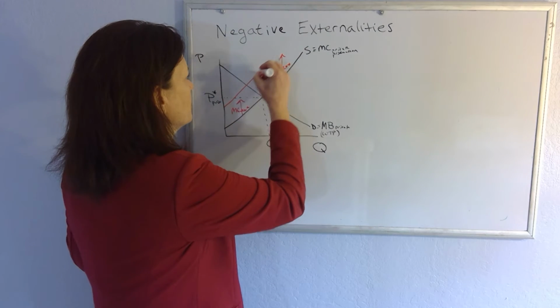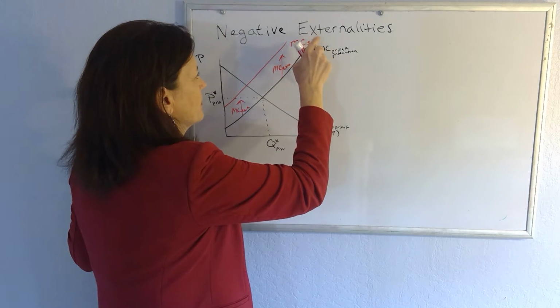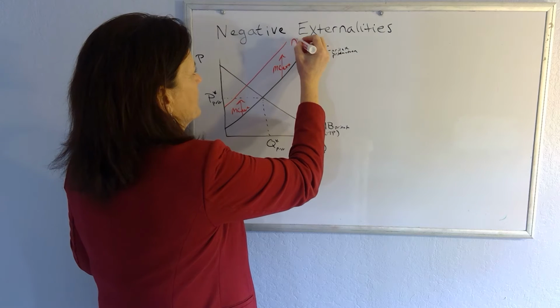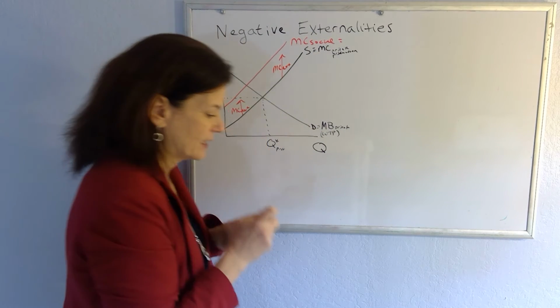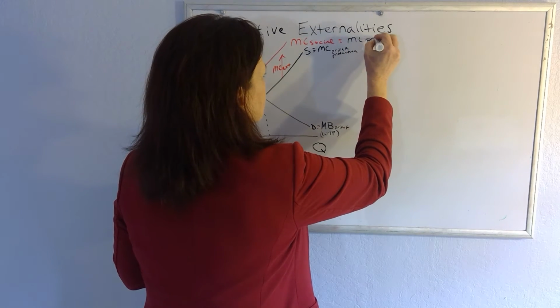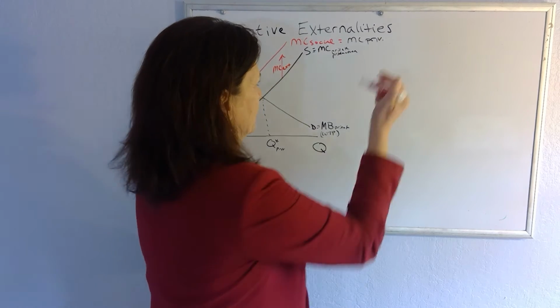So the true marginal cost to society is that private cost plus the external cost.